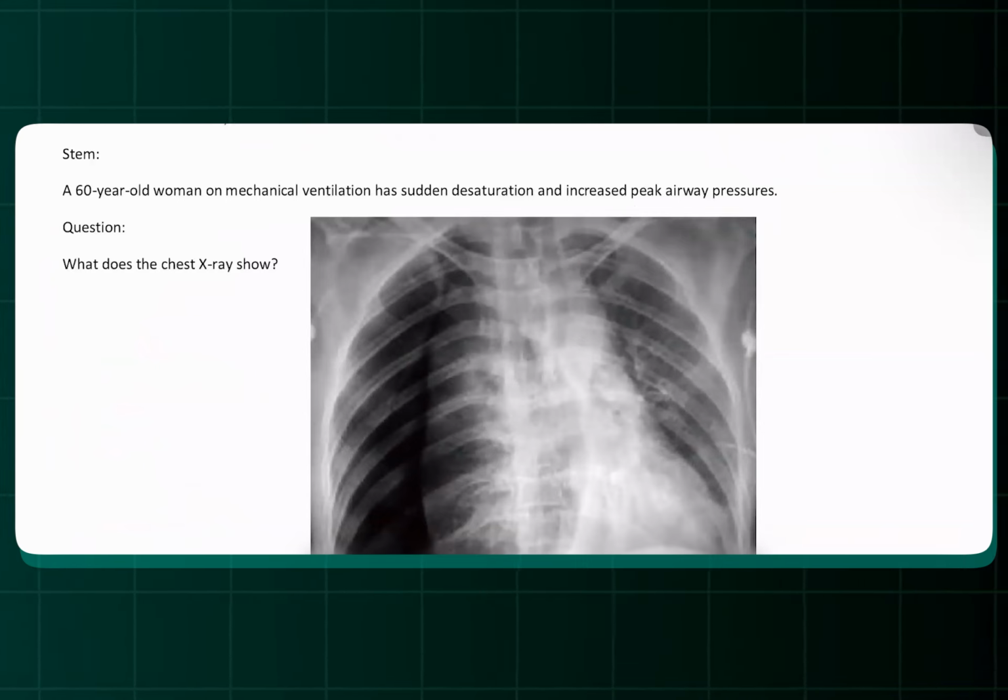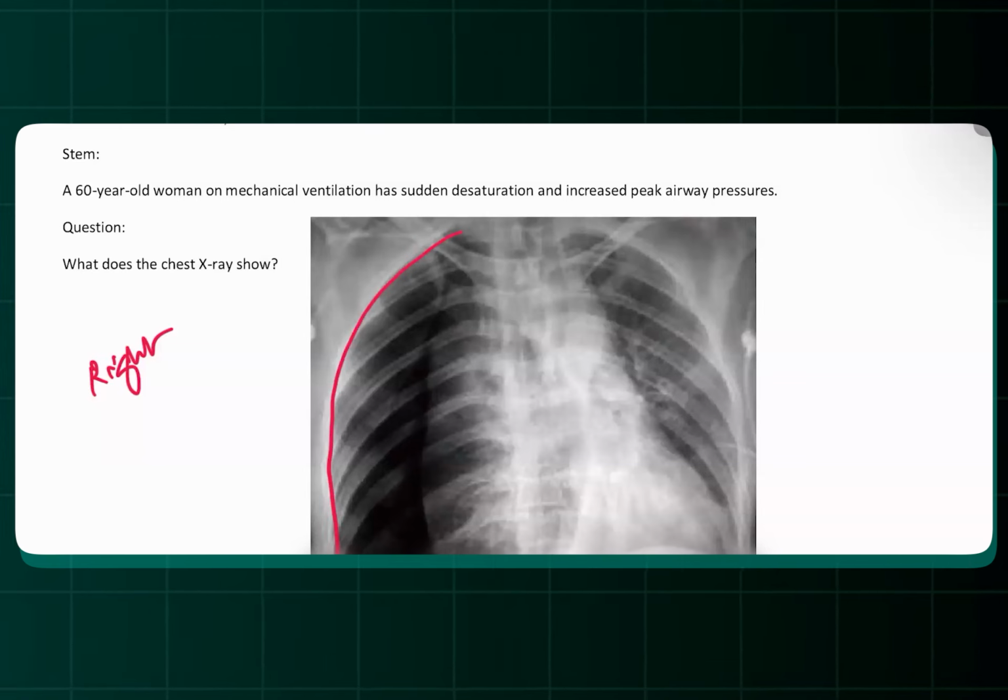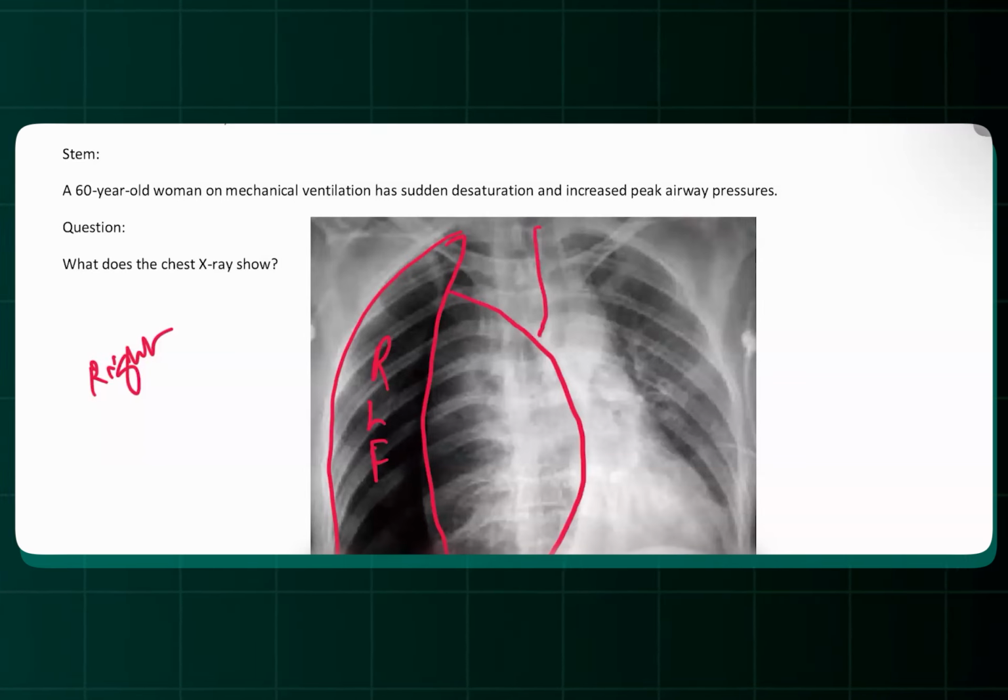So, you see a right-sided hyperlucent right lung field. Very good. So, there is hyperlucency in the right lung field, along with anything else? The decreased lung markings, tracheal deviation to the left side. Yes. So, there is a deviation of the trachea to the left, and decreased lung markings on that same side.